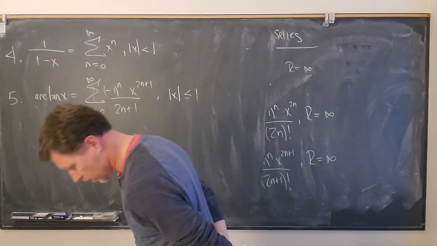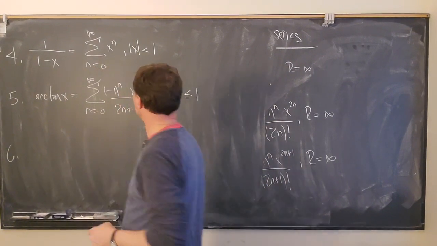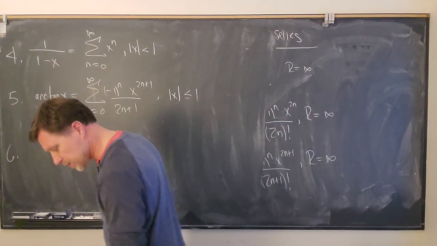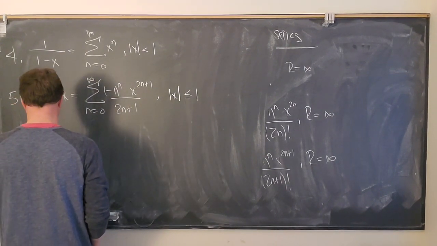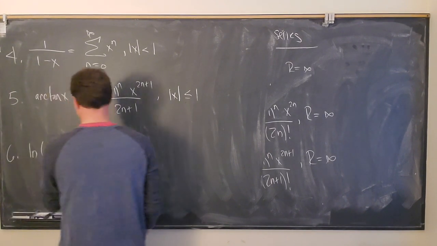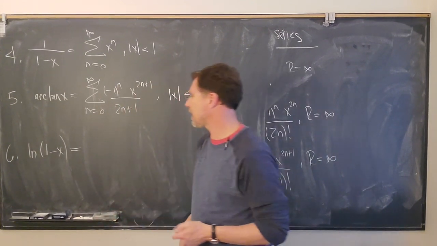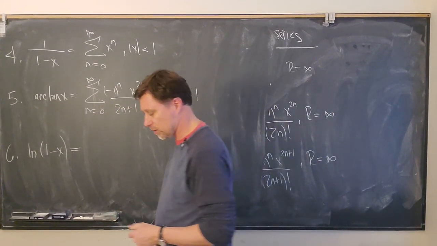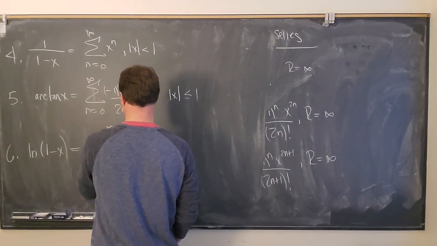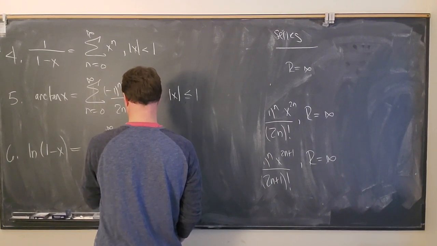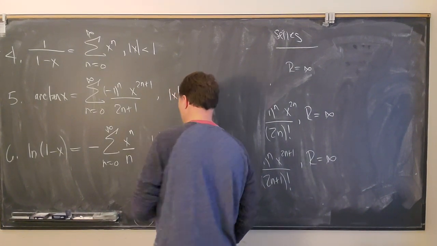Okay, what's next? Number 6 is, let's do this one. So, it's nice to have one that involves natural log. Sometimes, I think your book might actually do natural log of 1 plus x. It doesn't matter. It's nice to have one that involves natural log so that you don't have to redevelop it all the time. Sum n equals 0 to infinity, x to the n over n. And that one has radius of convergence 1.